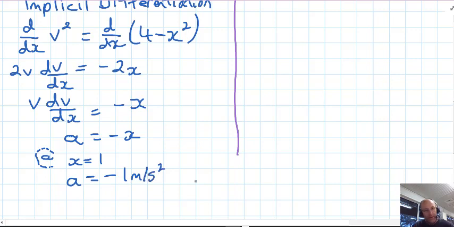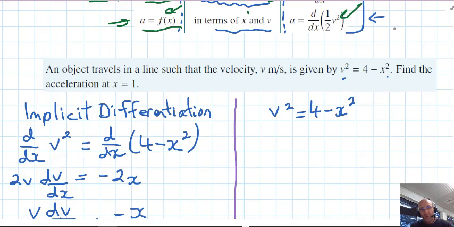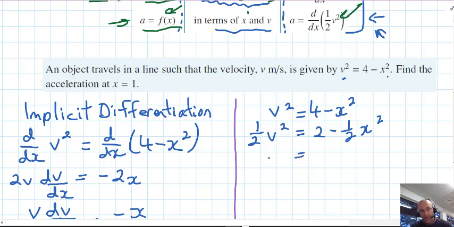Okay, and the other way of doing it is to consider the final row in this table. If we can look at d/dx of a half v squared. Now we haven't got a half v squared, but if we halve both sides, we do. Half v squared is 2 minus half x squared, and that's a, if we take the derivative with regards to x. So let's do that.